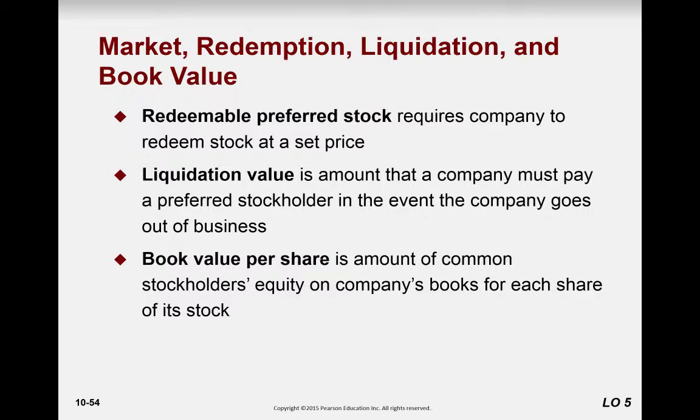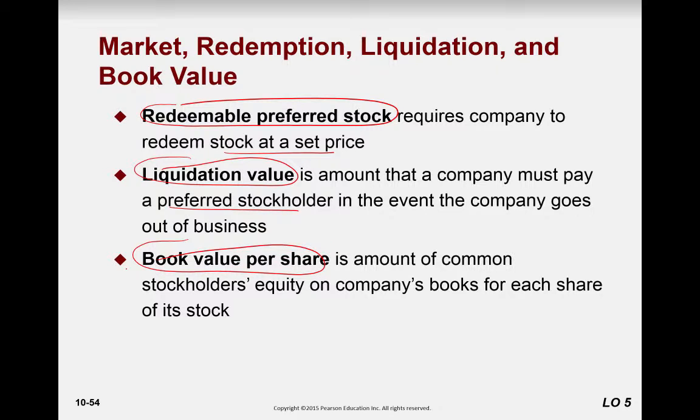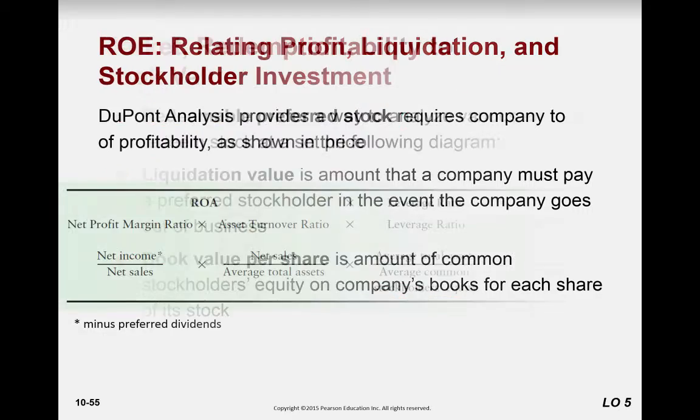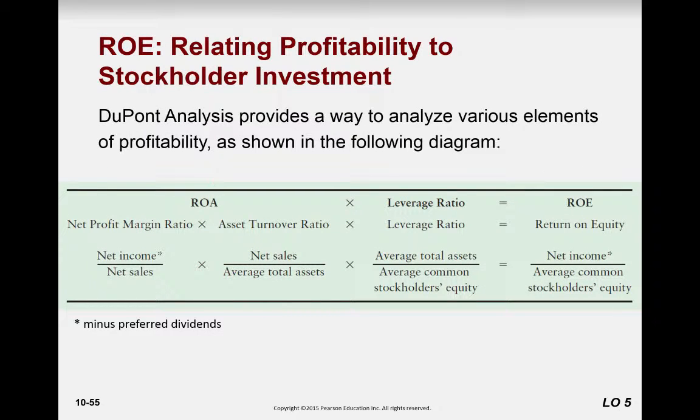And then you have redeemable preferred stock, which basically requires the company to redeem the stock at a set price. You have liquidation value, which is the amount that the company must pay to its preferred shareholders in case it goes out of business. And your book value per share is the amount of common stockholders' equity on the company's books for each share of stock.